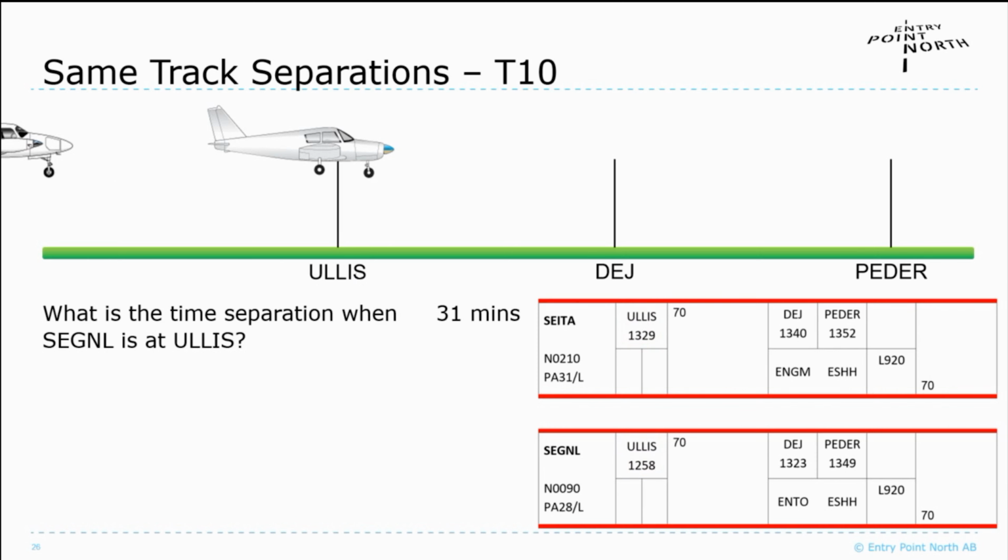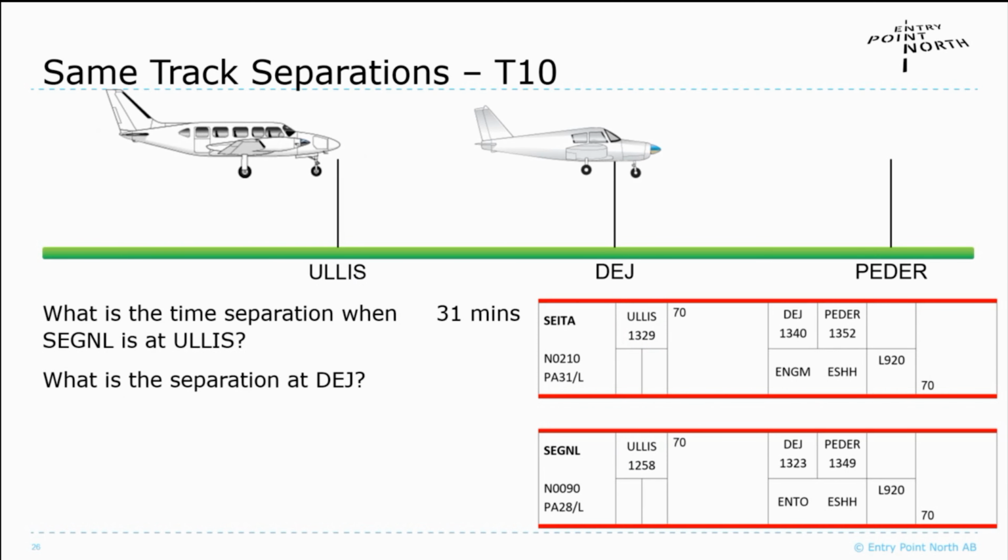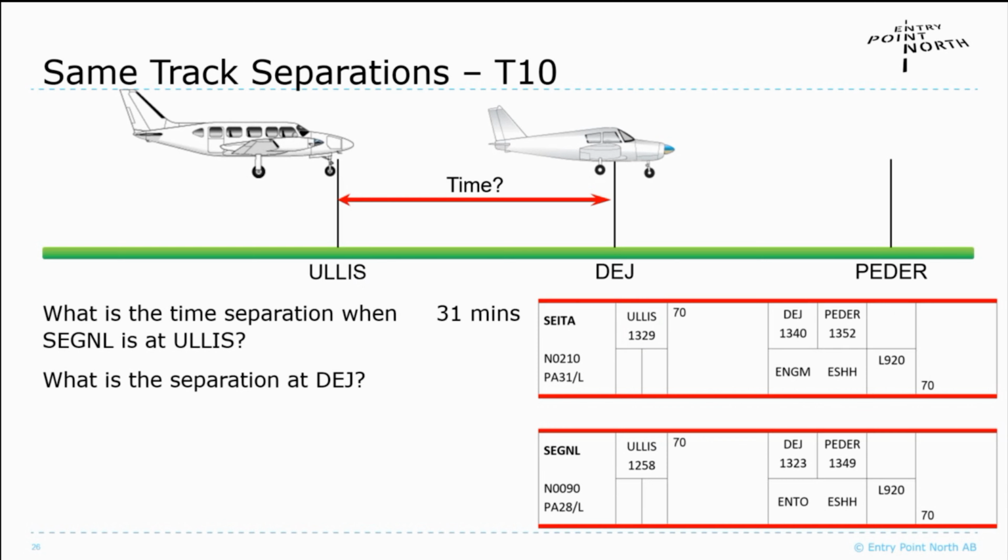Let's look at Deya next. What is the time separation at Deya? Again, we're looking at when the first aircraft is there and how long it takes for that second aircraft to get there. In this case, Sierra November Lima is crossing Deya at time 23, and Sierra Tango Alpha is estimating to cross Deya at time 40. So now we have 17 minutes between the aircraft. So our 10-minute separation still exists. We actually have 17 minutes, so we actually have even some buffer.